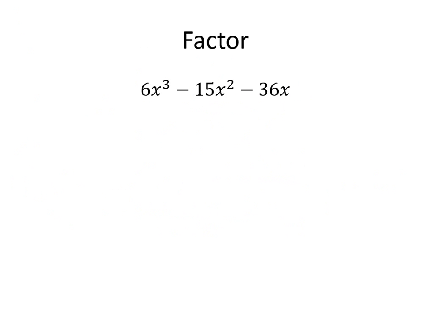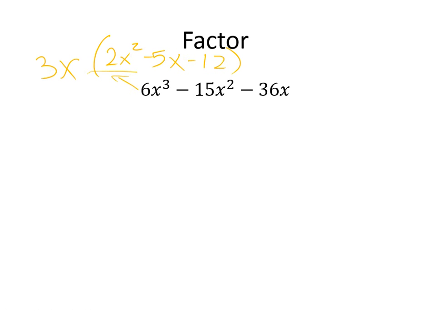Now factoring is kind of an extra step than what we've done with the quadratics. What we'll do here is see if there is anything we can take out of every single one of these. By looking at it, we can take an x out, and then we can also take out a 3. When we take that out, we're left with 2x squared minus 5x minus 12.